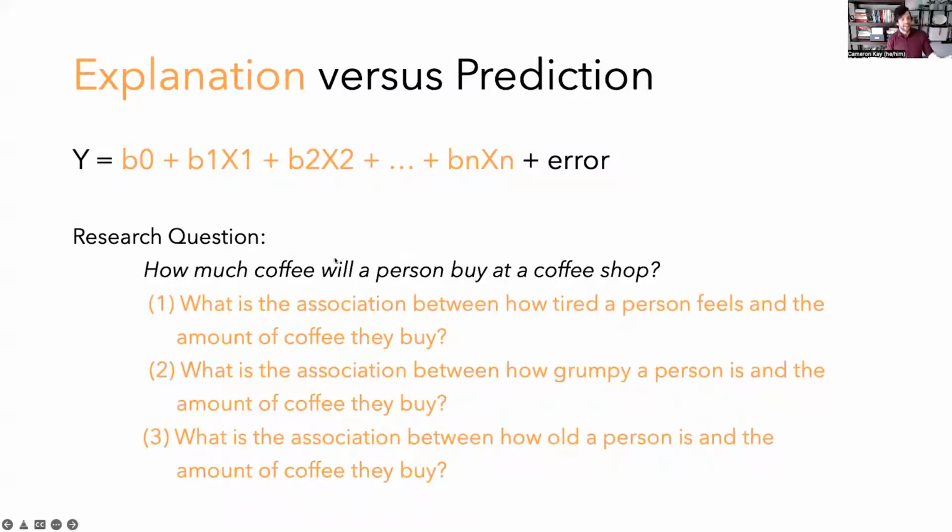So with this explanation focus, you might ask, what is the association between how tired a person feels and the amount of coffee they buy? What is the association between how grumpy a person is and the amount of coffee they buy? What is the association between how old a person is and the amount of coffee they buy? So here we are really focused on examining the antecedents, the causes of someone buying coffee. We want to see what causes someone to buy coffee. We're trying to explain that behavior.